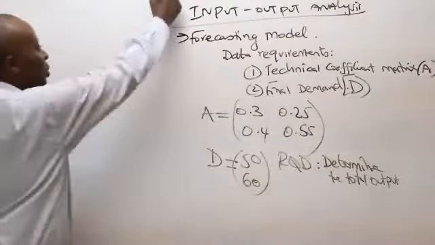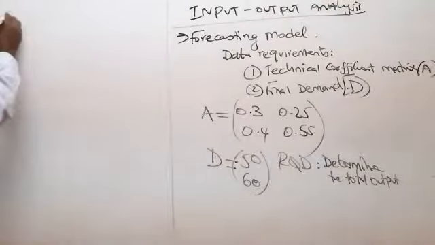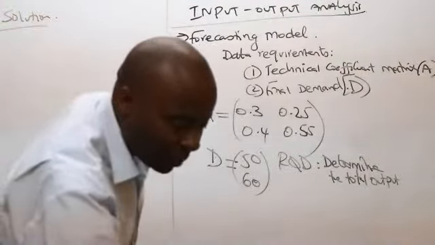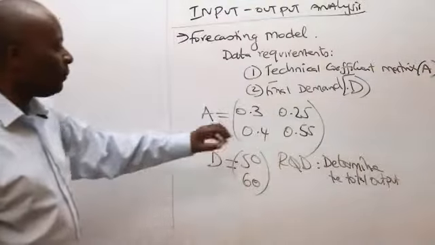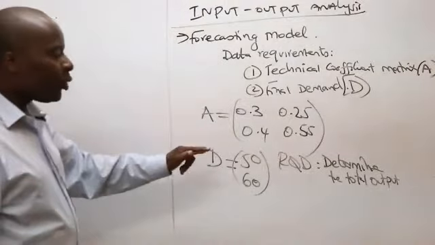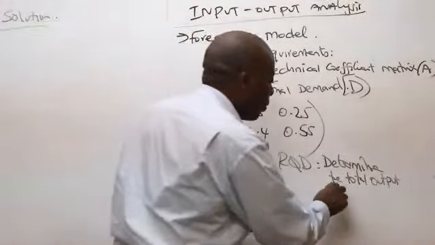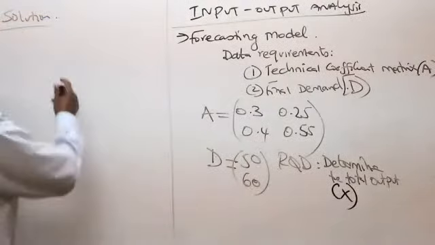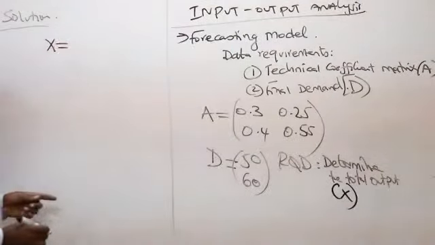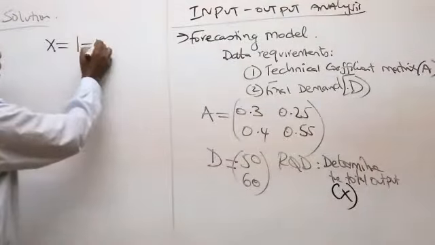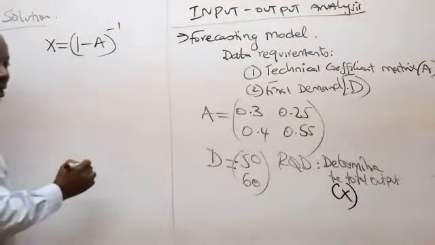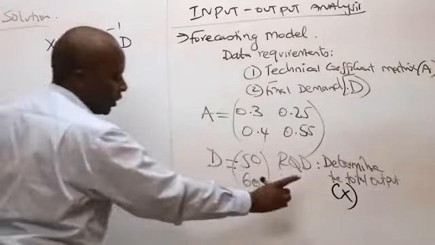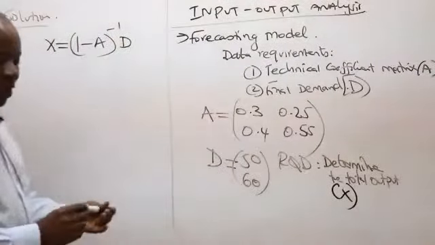Ladies and gentlemen, whenever you are given the technical coefficients matrix A and D, and they want you to calculate the total output, which is our unknown, X, to get our X we shall take I minus A inverse multiplied by D. X is the total output.